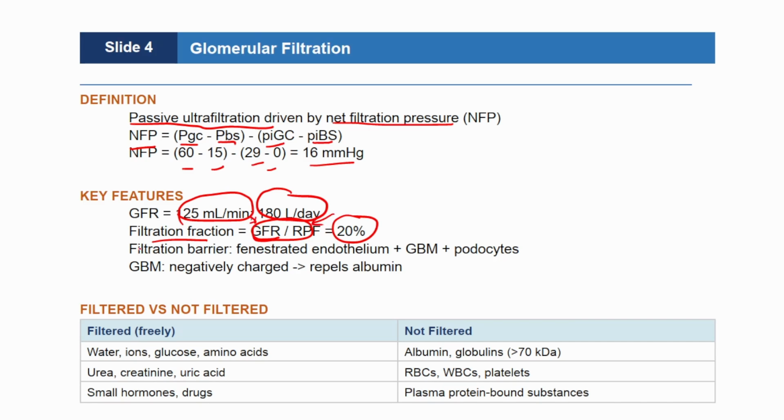For simplicity, the filtration barrier consists of three distinct structural components, which are the fenestrated endothelium, the glomerular basement membrane, and the podocyte filtration slits, with the GBM being heavily negatively charged to actively repel serum proteins like albumin. Freely filtered substances that enter the tubule system include water, ions, glucose, amino acids, urea, creatinine, uric acid, small hormones, and drugs, while excluded substances include albumin, globulins, red blood cells, white blood cells, platelets, and protein-bound substances.